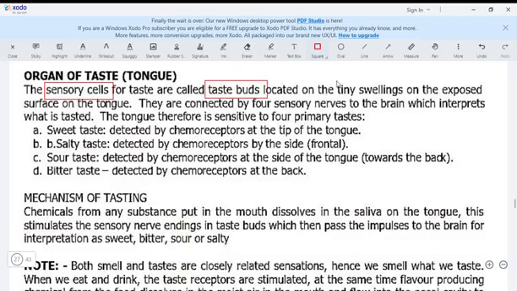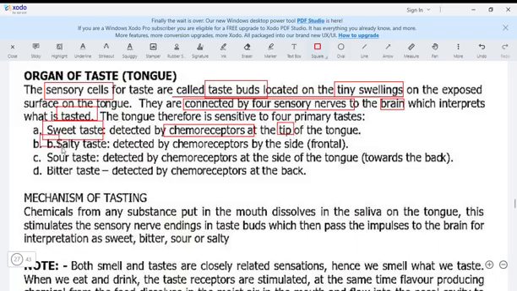Taste buds are always located on the tiny swellings on the exposed surface of the tongue, and they are connected by 4 sensory nerves to the brain. So the brain will now interpret what is tasted. It is always sensitive to those 4 primary tastes. We have the sweet taste. You can detect this by chemoreceptors, always at the tip of the tongue. Like when you want to taste your sugar, you use the tip of your tongue.